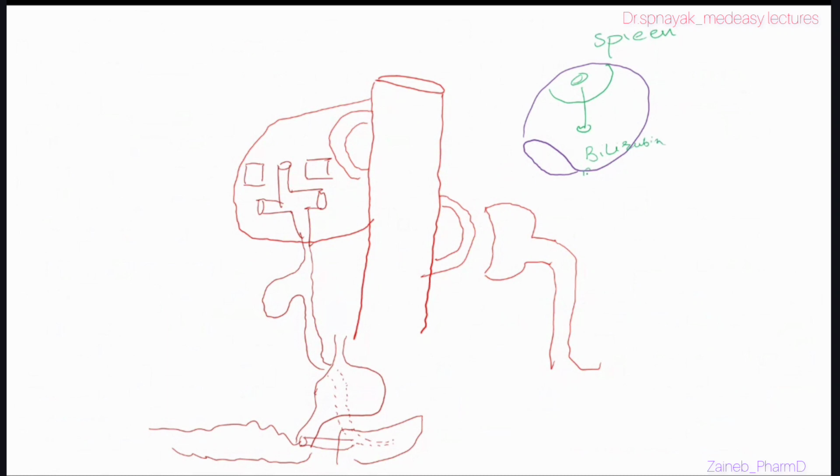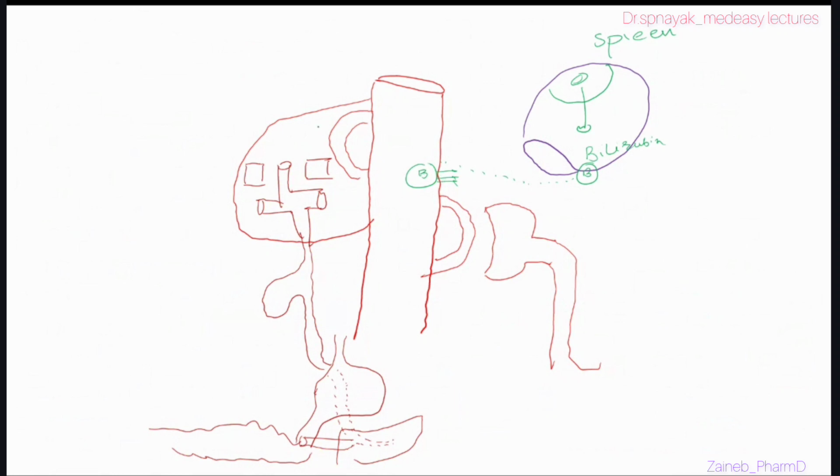Okay. Now, as discussed, this bilirubin is very toxic, so it should be trapped within the circulatory system. It should not diffuse, as it is a very small molecule. It should not diffuse back into the tissues, otherwise it may produce toxic effects.